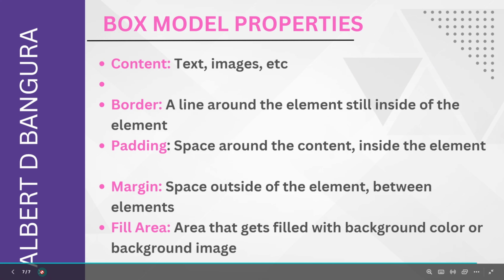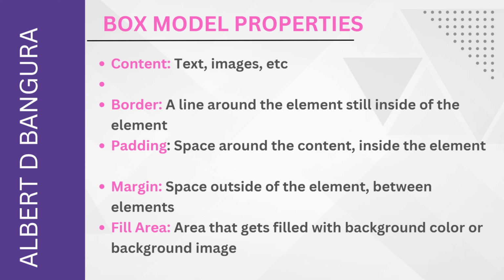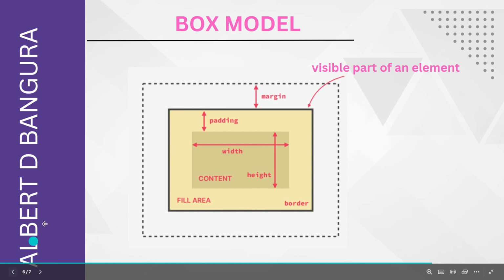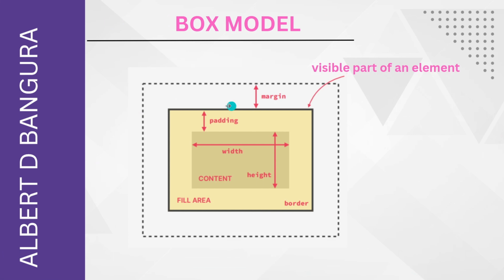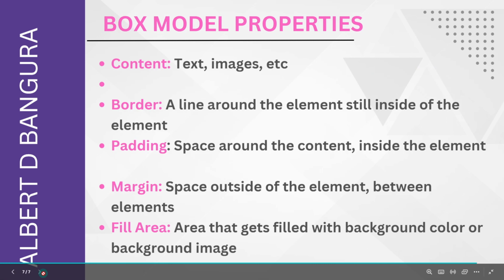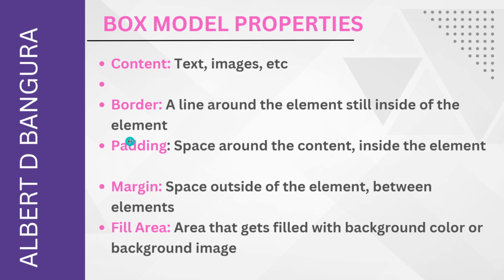Our last slide, by the way. So the content is the text, as I said earlier, or the images. And we saw that we also have a border. Let's see the image. The border separates the margin and the padding. As you can see here, this is the border, this black. All right, so there's a line around the element. It's still inside of the elements, so very important to note. The padding is spaced around the content.